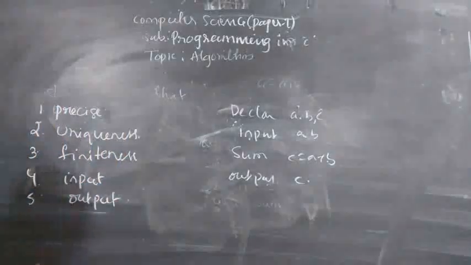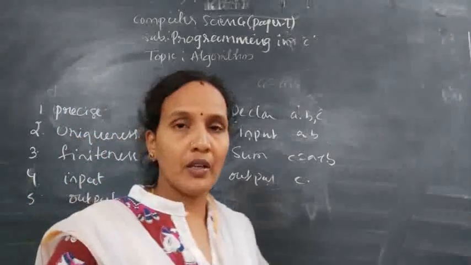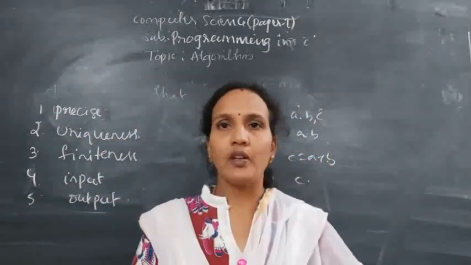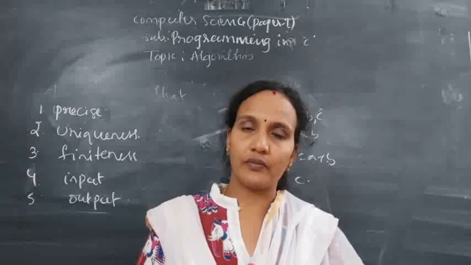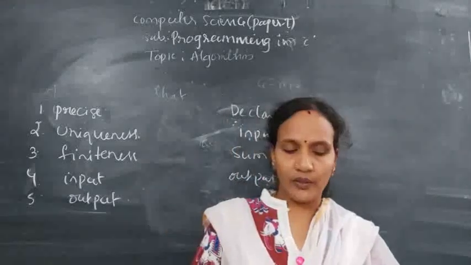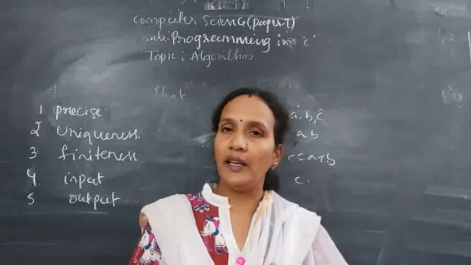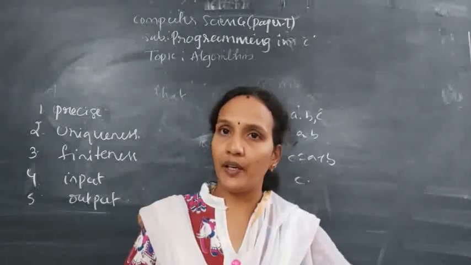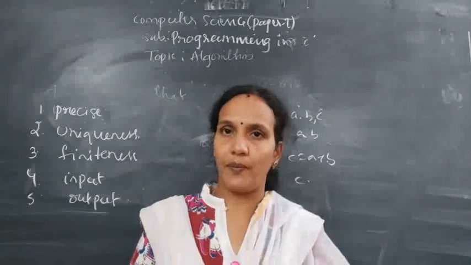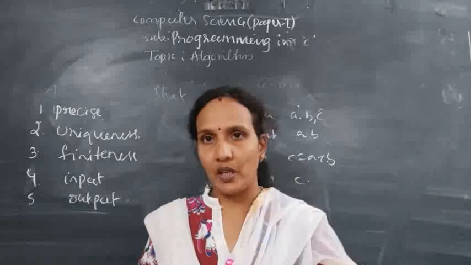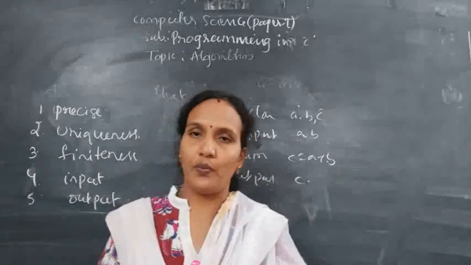The next one is the input. In each and every algorithm, there should be some input and some output. Those are the characteristics. So here, whatever steps are there should be clear to the user. And each and every step is dependent on the previous step, not the next step. It should depend on the previous step's output.